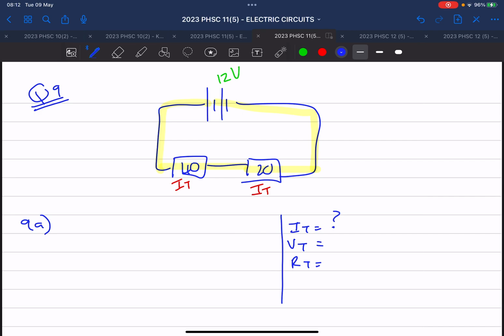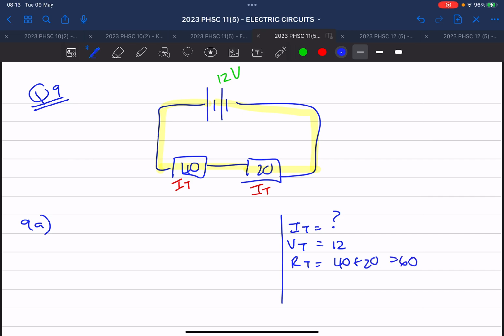Okay, so through each resistor, what is going through this one? Oh, it's the total current. Through this one, total current. So it's the same current they're asking. So the total volts is 12 and the total resistance, Montley? 60. 40 plus 16. Thank you very much.